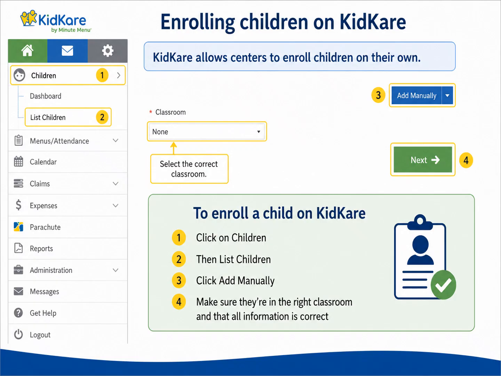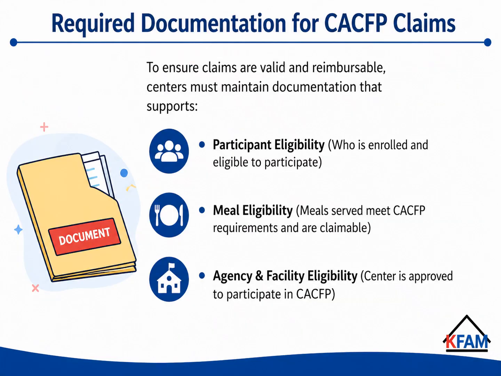This slide explains the required documentation needed to support CACFP claims. To ensure claims are valid and reimbursable, centers must maintain accurate and complete documentation. The first area is participant eligibility. This documentation verifies which children are enrolled and eligible to participate in the program. The second area is meal eligibility. This ensures that meals served meet CACFP meal pattern requirements and are claimable for reimbursement.